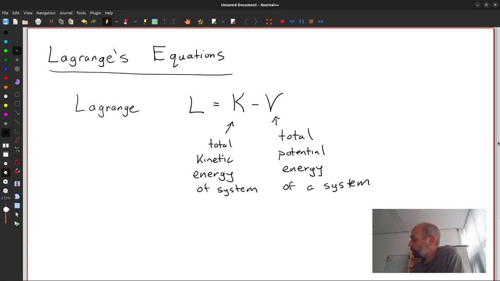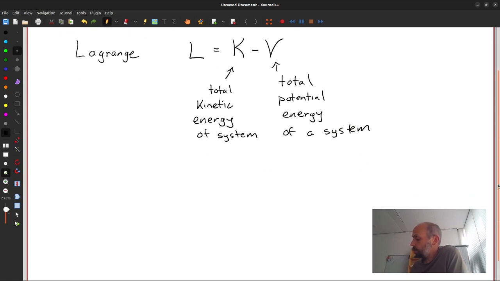And Lagrange discovered some very elegant, nice equations that get us directly to the equations of motion from this Lagrangian and this expression of the kinetic and potential energies. And recall too that there are no accelerations that we've had to write here. Kinetic energy is a function of the velocities of the system and potential, the positions of the system.